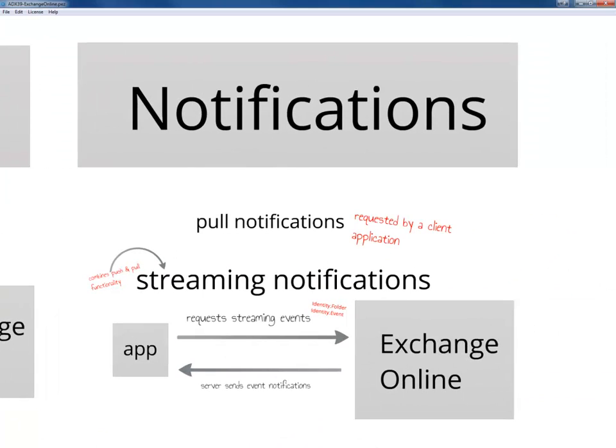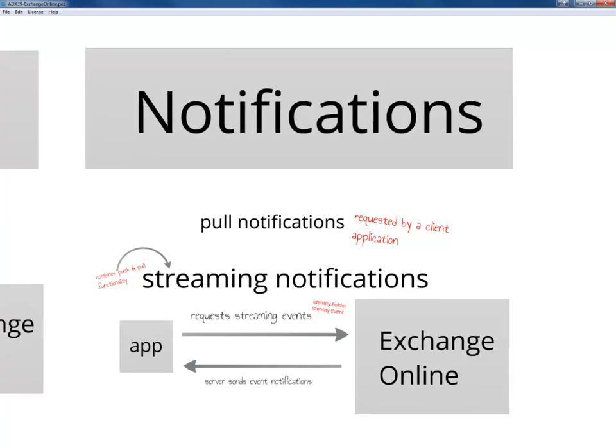With notifications, you have pull notifications that allow a client application to request information from Exchange Online, and then you have streaming notifications, which is a combination of push and pull functionality. With streaming notifications, the client application requests streaming events from Exchange Online, specifying the folder and event that it wishes to stream for a given Exchange Online identity. The server then sends event notifications back to the client application, where the client application can respond.